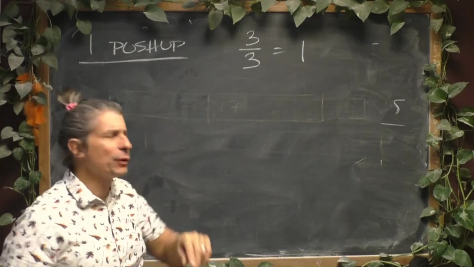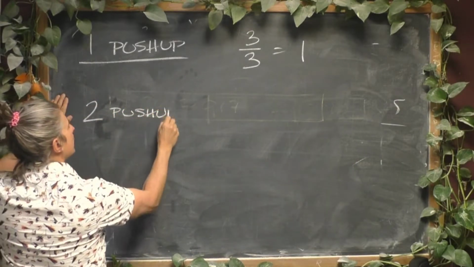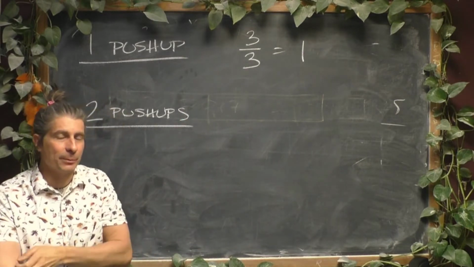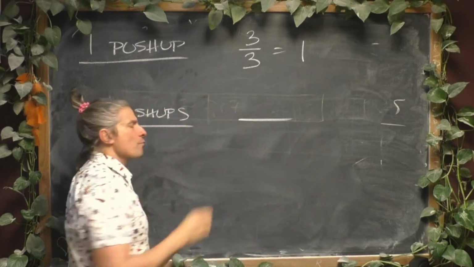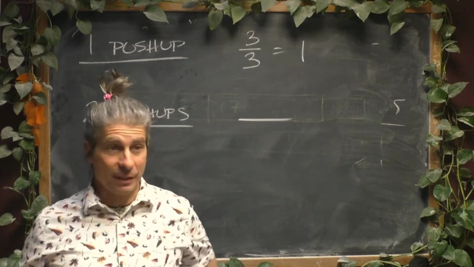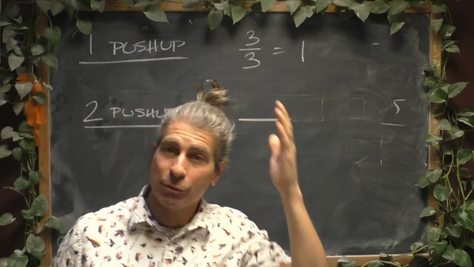It gets more interesting with 2. With 2 push-ups, we actually have to use the fundamental counting principle. Because here's the deal. If we want to figure out the probability that both push-ups are different, essentially is what this means, right? It means whatever you do first, you can't do second.